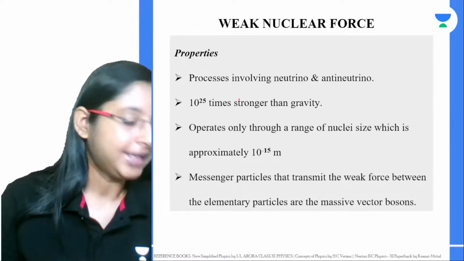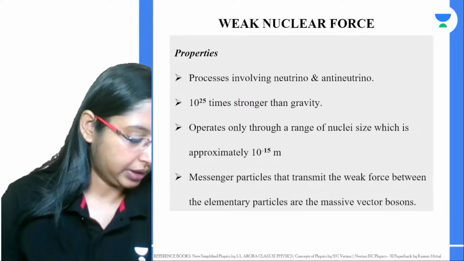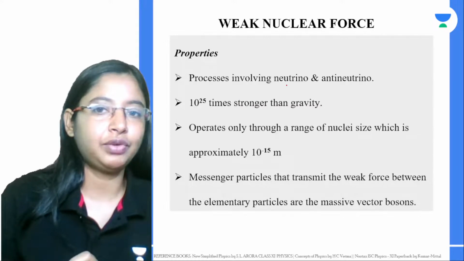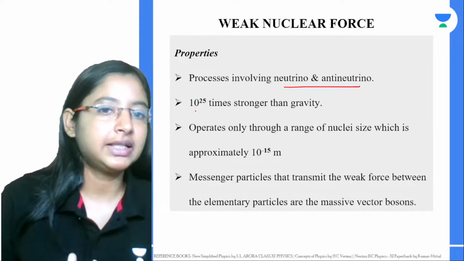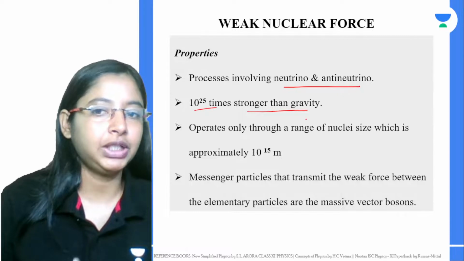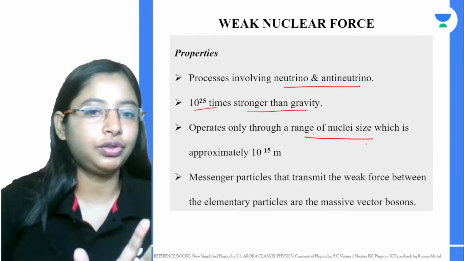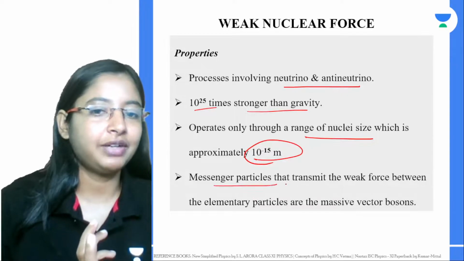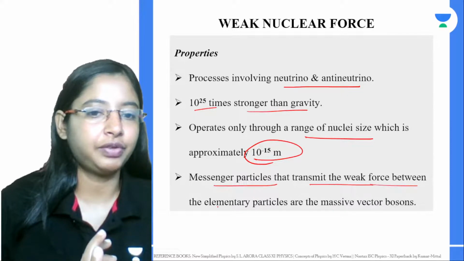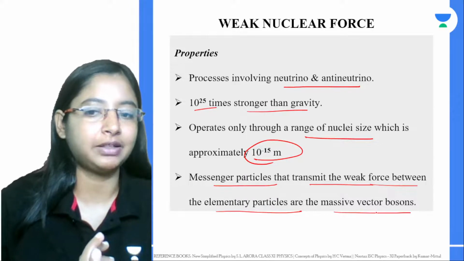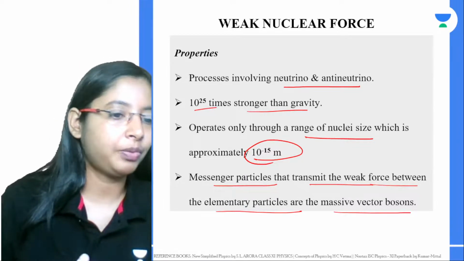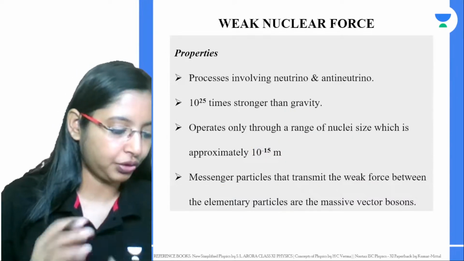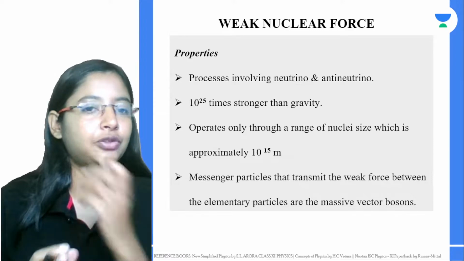So again, these processes involve neutrinos and antineutrinos. These are 10 to the power of 25 times stronger than gravity. They operate in the range of the nuclear size, which is basically 1 Fermi, 10 to the power of minus 15 meters. The messenger bosons that transmit the weak forces between the elementary particles are massive vector bosons. You might study a little about elementary particles in class 12, but not much. For you, the main concept is going to be mostly on electrons, protons and neutrons.